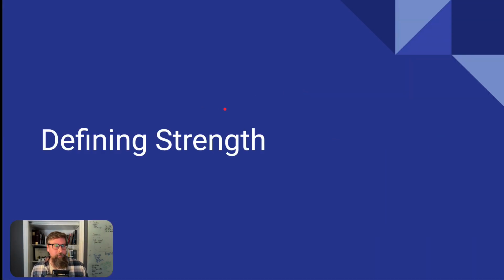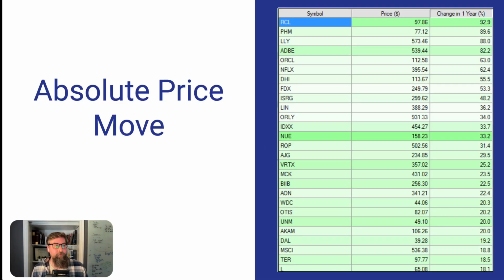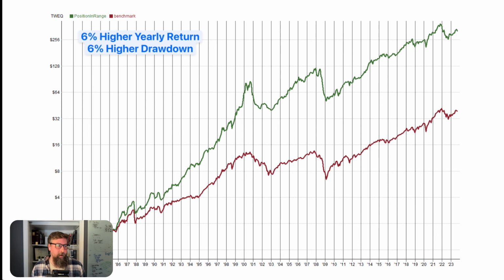So the first way to define strength we talked about was this absolute price move, which is just saying, I want the stuff that is up the most in the last year. Well, here is more evidence that something like this will work, if you don't have enough already. The green line is essentially saying, I took the S&P 500, and I picked the top 10 names of the S&P 500 based on how well they did over the last year.